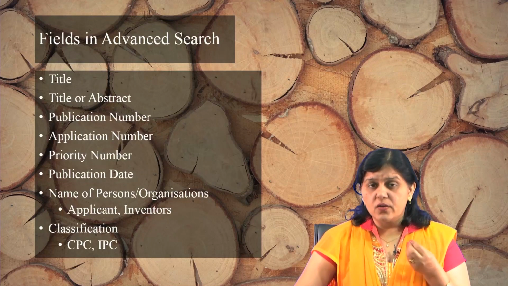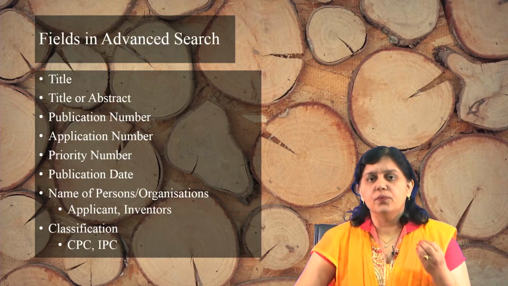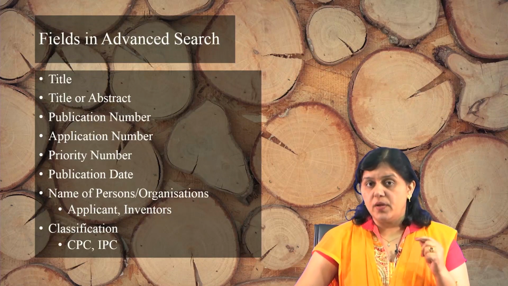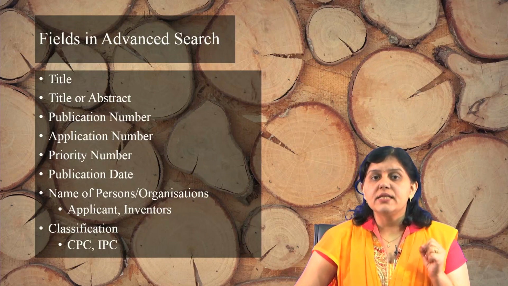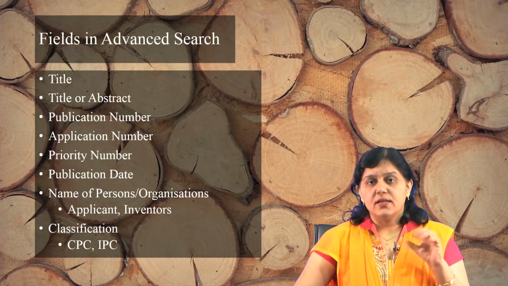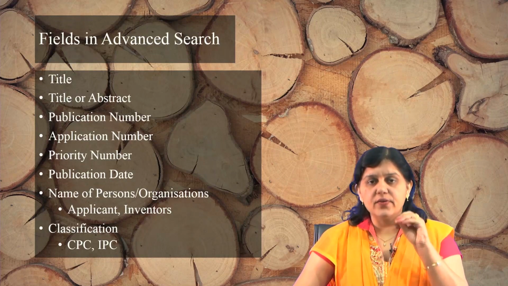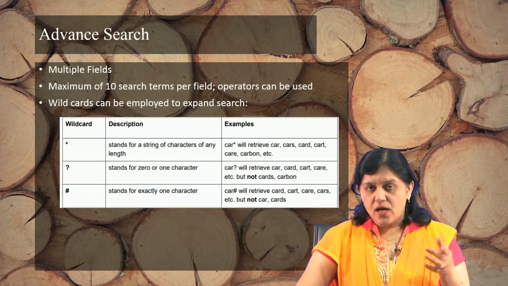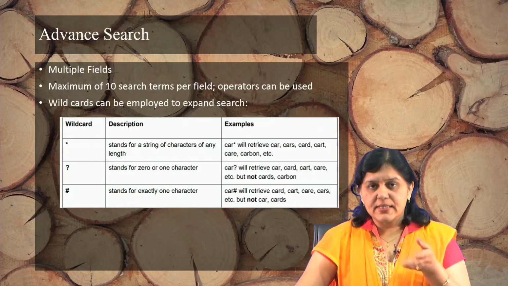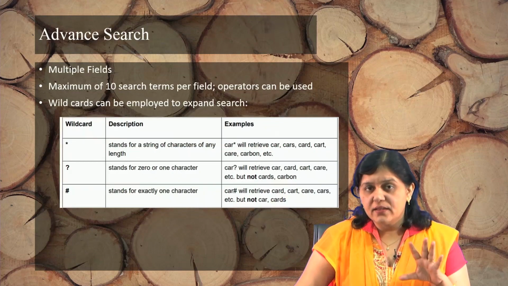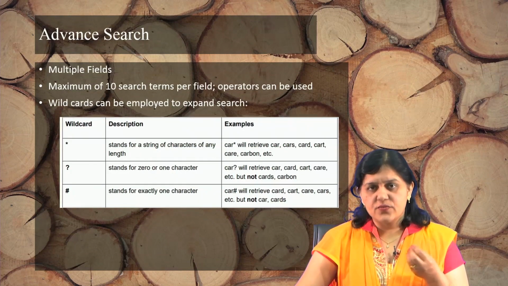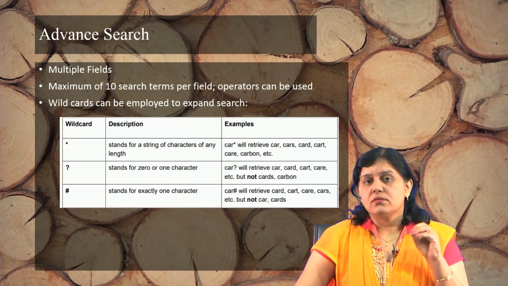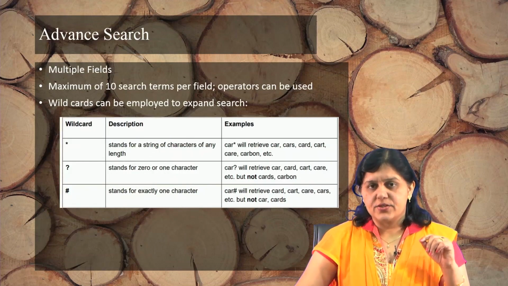So, you can see what different options are provided by eSpaceNet to search or retrieve a particular patent document from the 100 million patent documents hosted on eSpaceNet. These are the different fields present in the advanced search. You have seen how Boolean operators and wildcards can be used effectively. There are a total of 10 search terms which you can use, along with the different operators which are present. So, this is the use of advanced search.